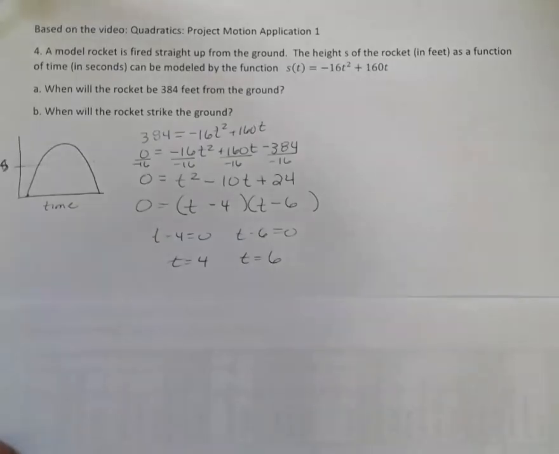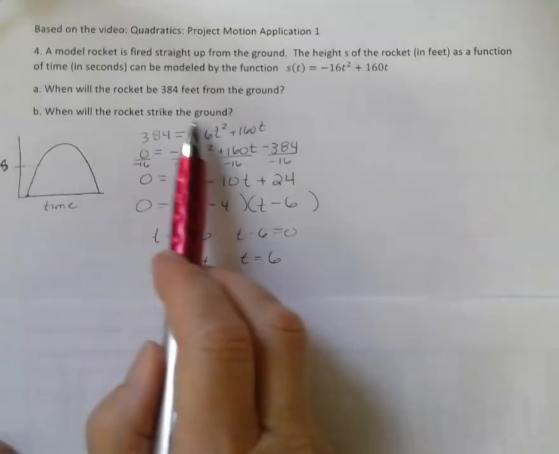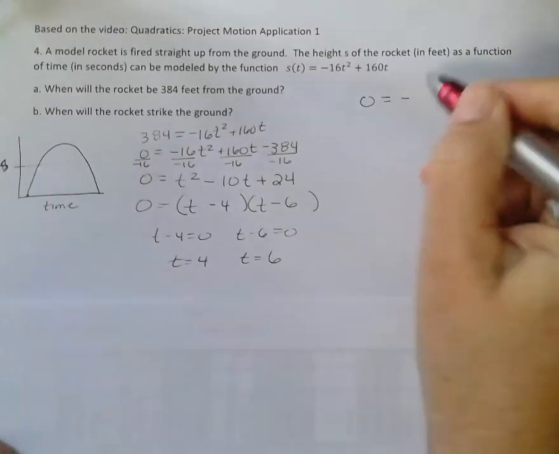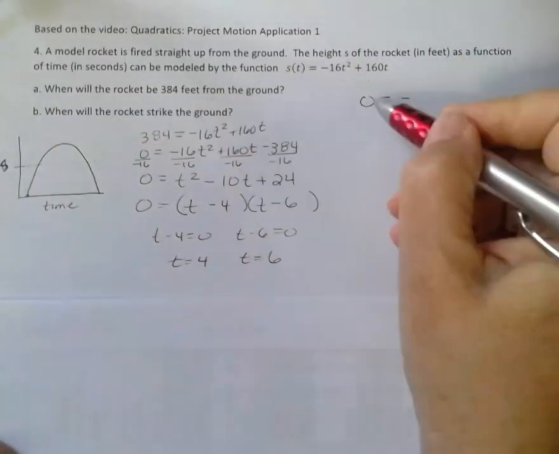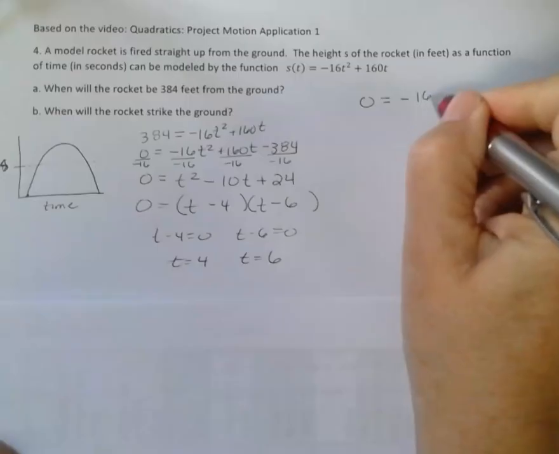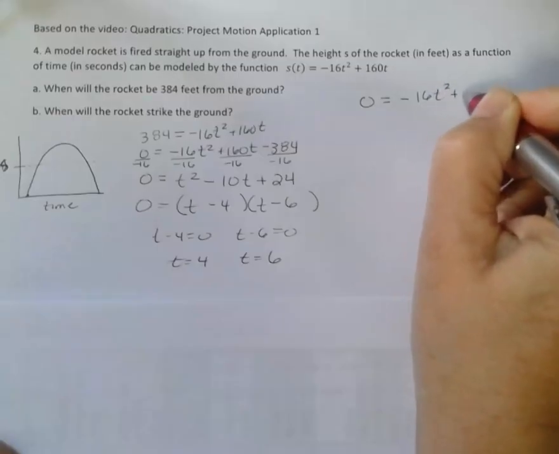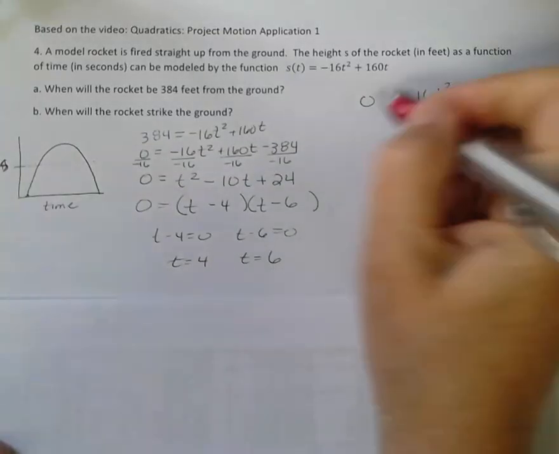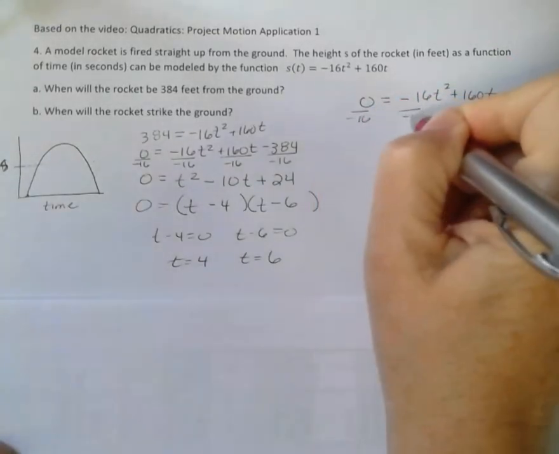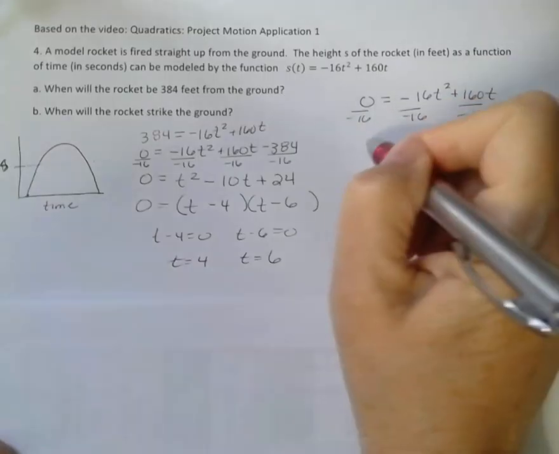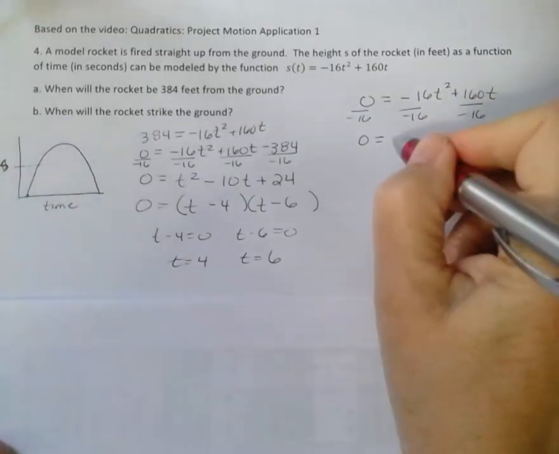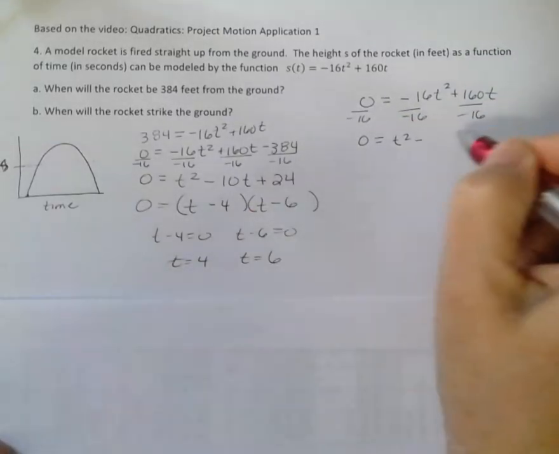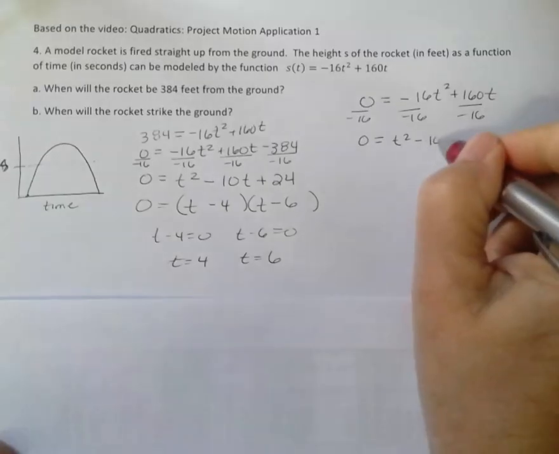And then it says, when will the rocket strike the ground? And it hits the ground when the height is 0. So instead of having 384, we just put 0 in there. And then I'm going to do the same thing as far as dividing to get my numbers to be a little easier. I'm just going to divide everything by negative 16 again. Again, this is something you really don't have to do, but if you're trying to factor with all these huge numbers, it's going to be so much more difficult. So if you can make it easier on yourself, do that and then start to factor.